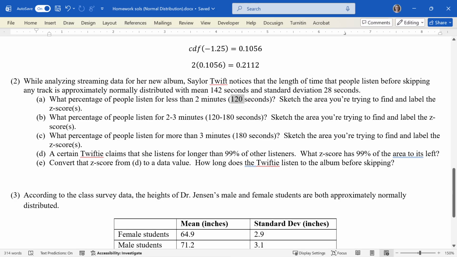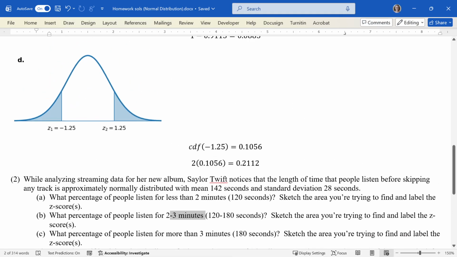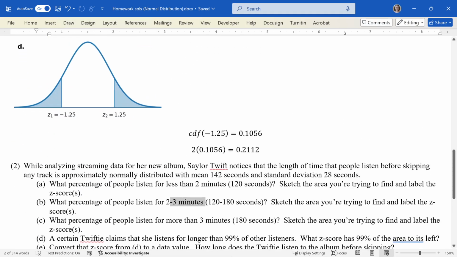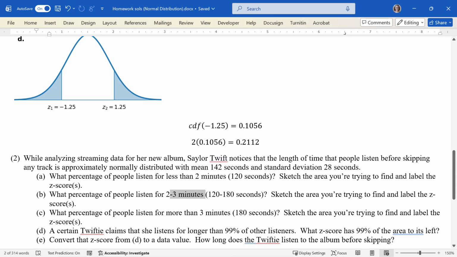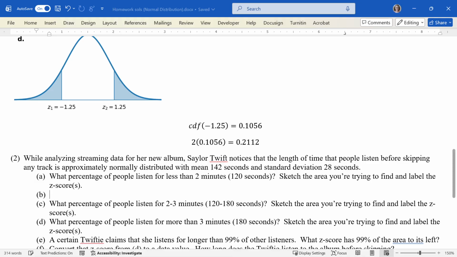So we're going to take these cutoff times like 2 minutes or 3 minutes for this one, convert those to z-scores, and then we're going to look at the areas between them, or to the left of them, or to the right of them. All right, so what percentage of people listen for less than 2 minutes? So I'm doing a less than type. That means I'm doing a left tail. So I want to look at all of the data less than some particular z-score. But I need to find that z-score.